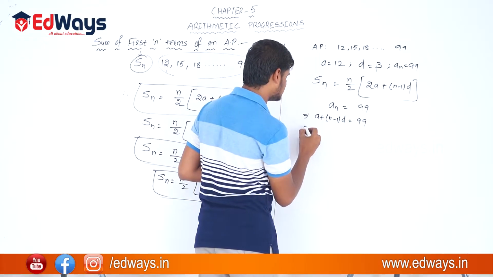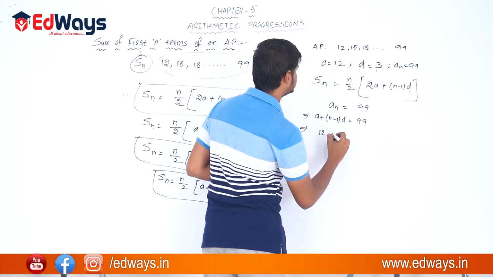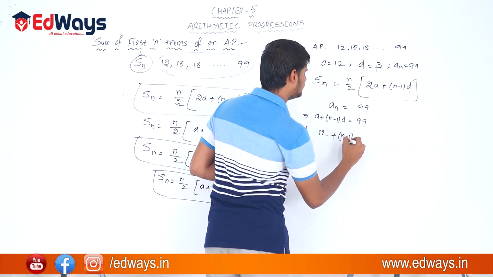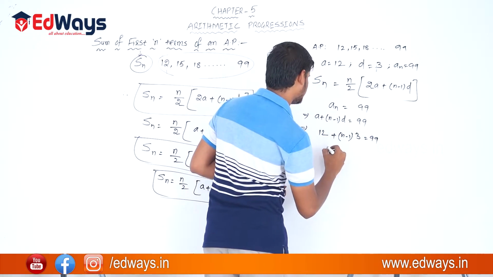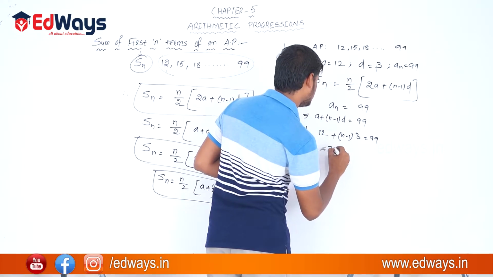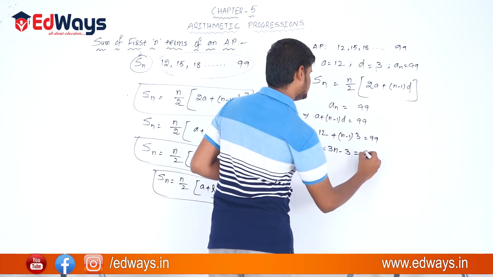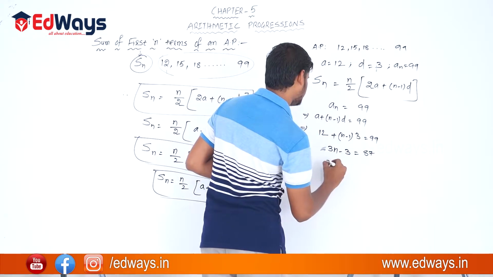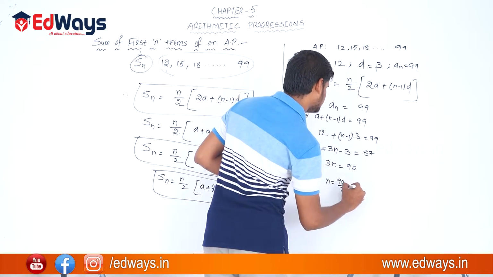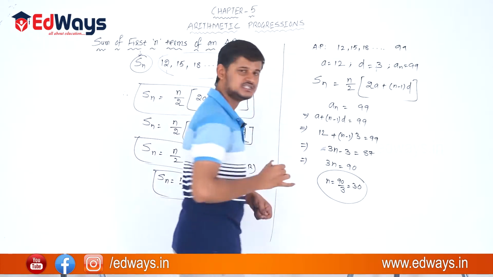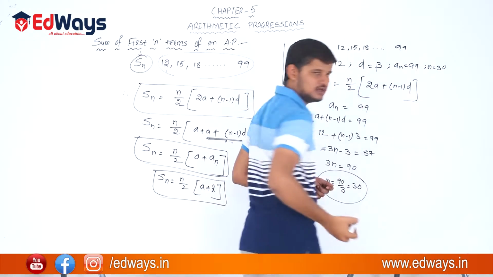We did it in the last video, right? So a is 12, plus n, which we have to find, into d is 3, that is equal to 99. So from here I can write 3n minus 3 is equal to 99 minus 12, that is 87. So 3n is equal to 90, n is equal to 90 by 3, that is 30. So our n value is 30. So now you know what n is also. Write down n is equal to 30.